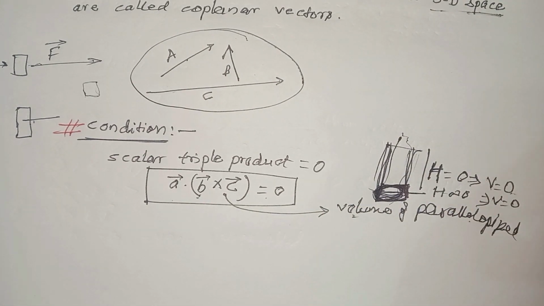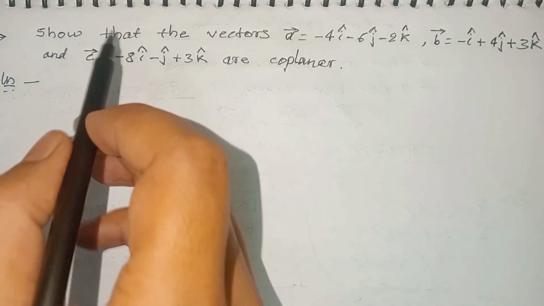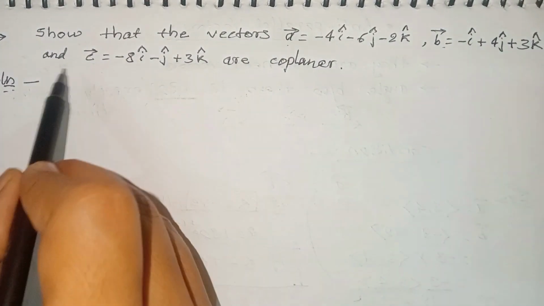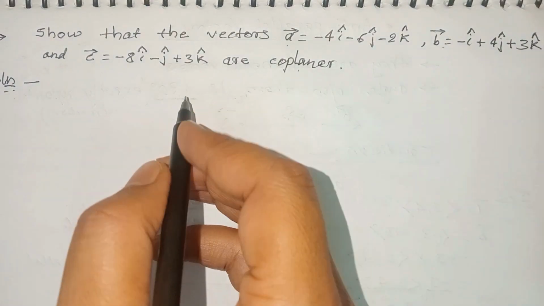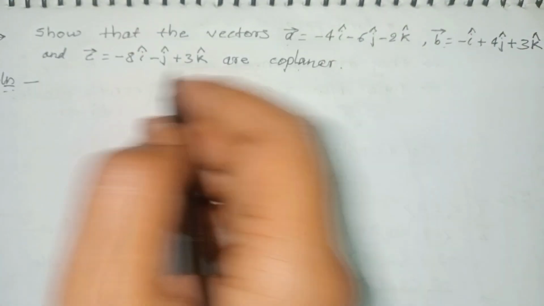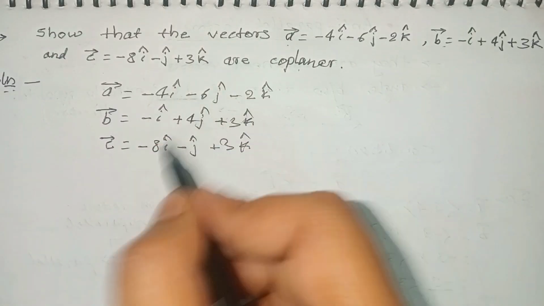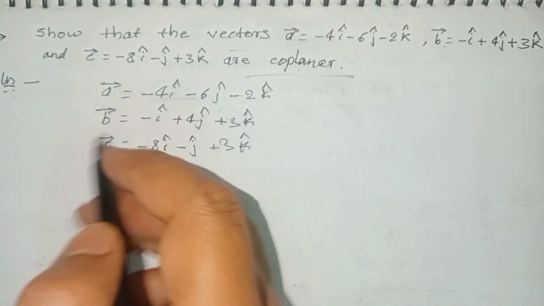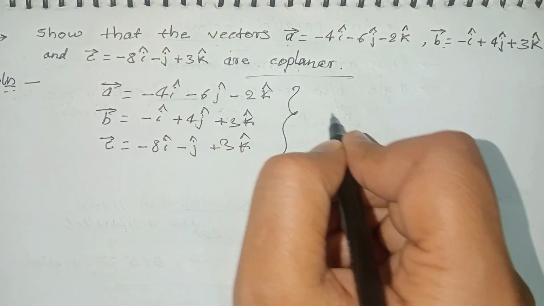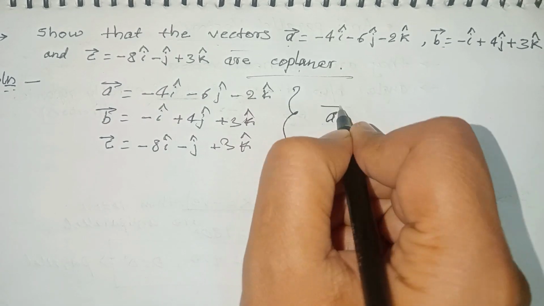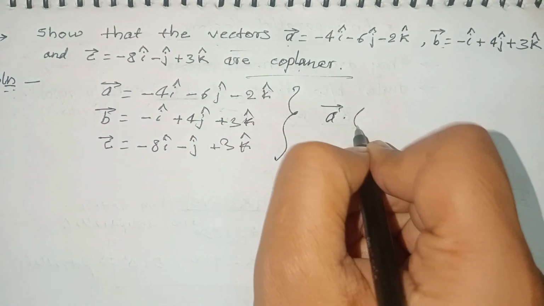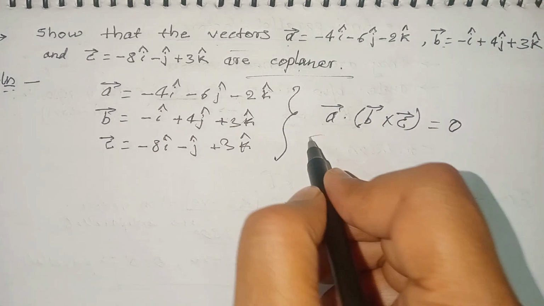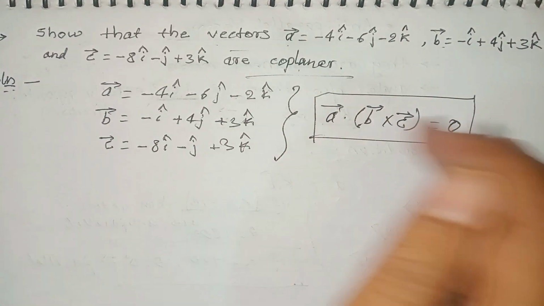Let us see one example. Here is a question: show that the vectors A, B, and C are coplanar. We have to prove that the given vectors are coplanar. These are the three given vectors. To show the vectors are coplanar, what is the condition? The condition is that A dot B cross C, that is the scalar triple product, should be 0. This is the condition we know.